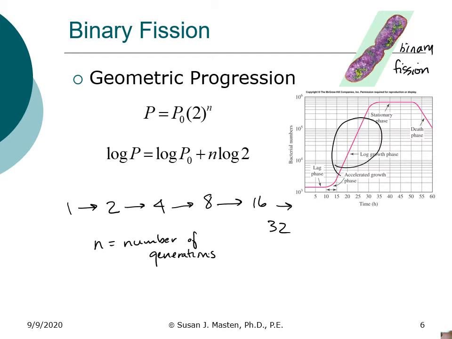So we can describe that as a geometric progression where the population is equal to your initial population times 2 to the number of generations. Or we can write that in a logarithmic form, that log P is equal to log of the initial population plus n times the log of 2. So n is your, again, the number of generations.